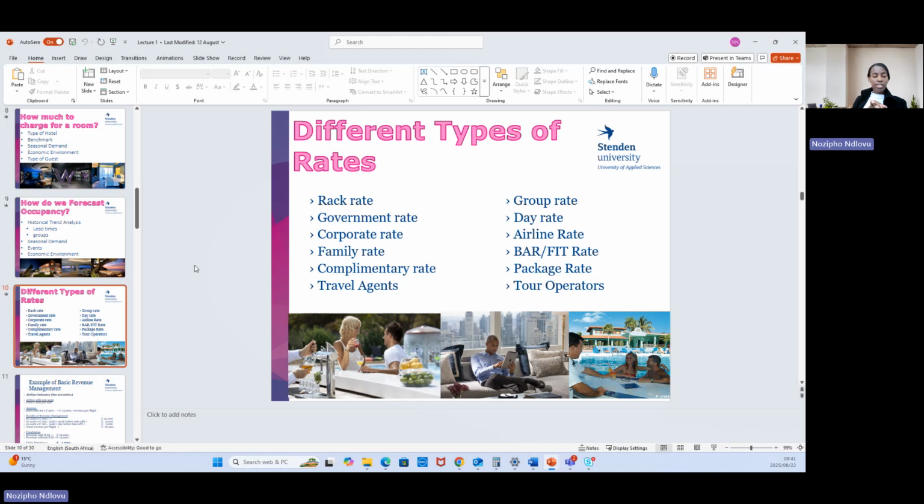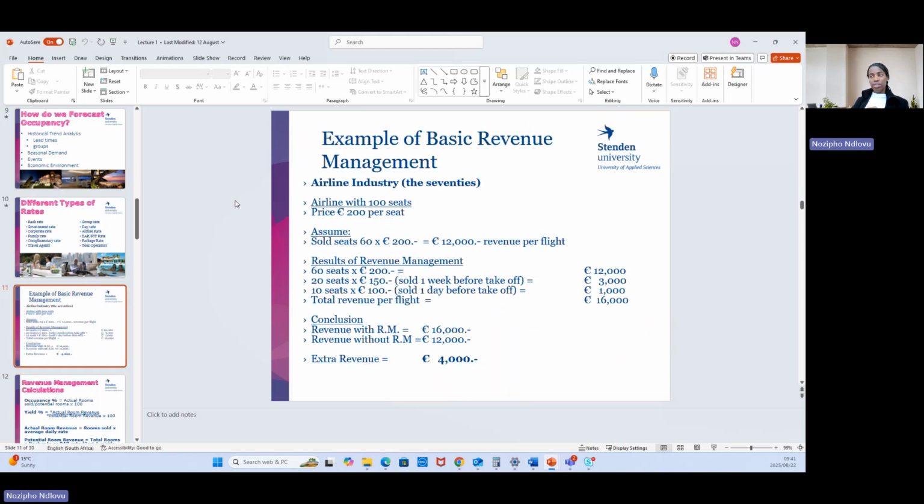There are different types of rates that you will charge. We have rack rate, government rate, we have corporate rate, family rate. That is why at times they ask you when you're trying to book, why are you booking? What are you here for? Is it leisure? Is it a family event? Is it a corporate event? Is it a travel agent? Is it related to an airline or something of that sort? Because they do charge differently. If you are affiliated with one of their partners, you're much more likely to get a discount. So that also comes as an advantage. If you are booking through a travel agent, they are much more likely to have a discounted rate.